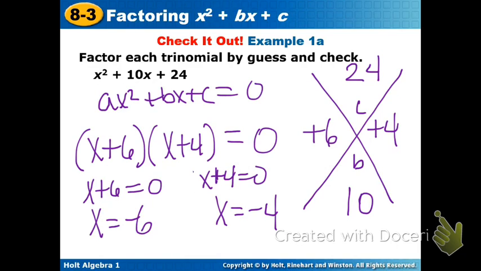Is this thing opening up or down? Up. So it's coming down at that -6, our vertex is down here somewhere, and it's popping back up. And that's what you just found. Okay? So that's why we factor, because that's how we're going to find them. Any questions on that? Okay, let's do a couple more.